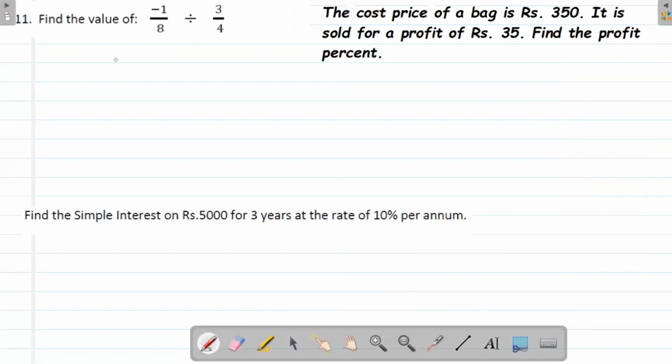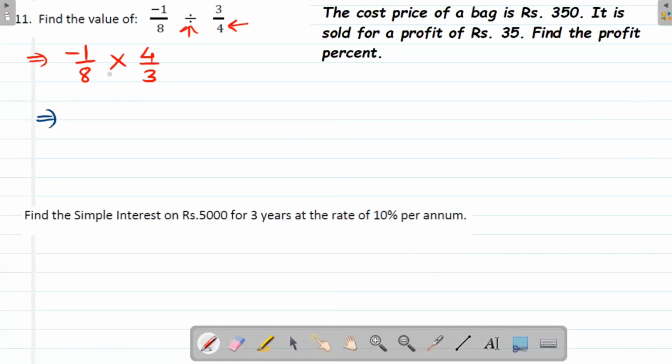So moving to the next part. Now find the value of -1/8 divided by 3/4. Now whenever we are going to do the division of rational numbers, what we need to do? This is -8, we have to write as it is. Whatever this division sign is there, you need to convert into multiplication, and the number followed by the division sign, you need to take the reciprocal of it. Got it? So now you can solve it.